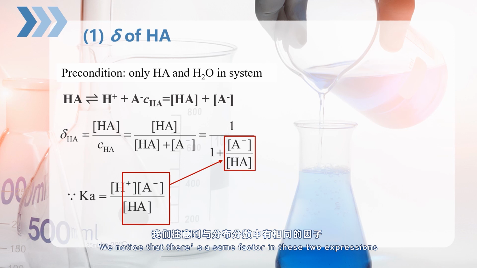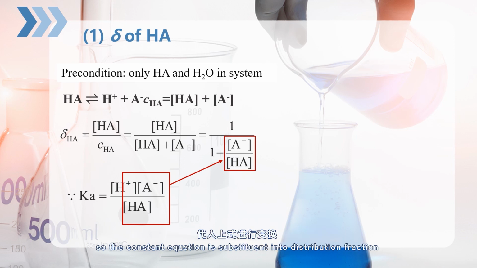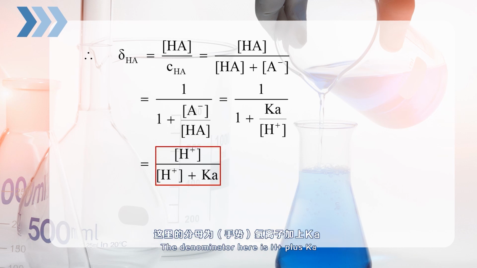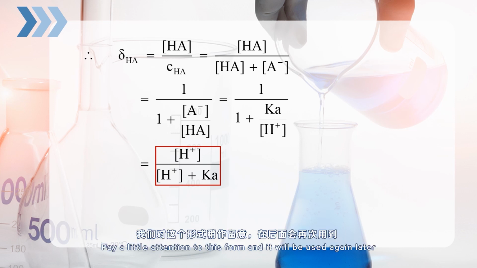We notice that there is a same factor in these two expressions, so the constant equation is substituted into distribution fraction to make some transformation. After arrangement, the distribution fraction can be expressed by Ka. The denominator here is hydrogen plus Ka, and the numerator is hydrogen. Pay a little attention to this form, and it will be used again later.